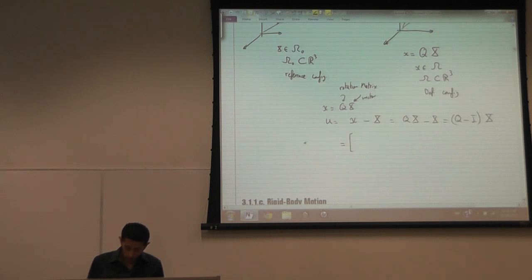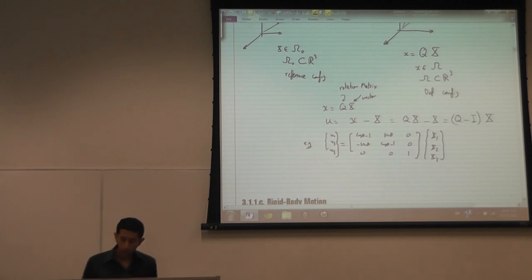For example, u1, u2, u3 would be equal to the matrix cosine theta minus 1, sine theta, 0; negative sine theta, cosine theta minus 1, 0; 0, 0, 1, multiplied by x1, x2, x3. Give me the original position, and I will tell you the new position, which is just a function of this theta, or any other rotation matrix. So this is Q minus I, or any other Q minus I would work.